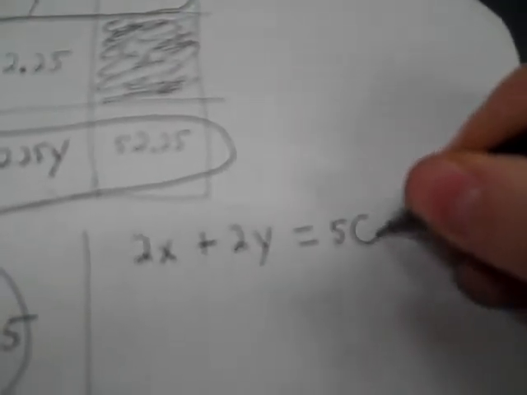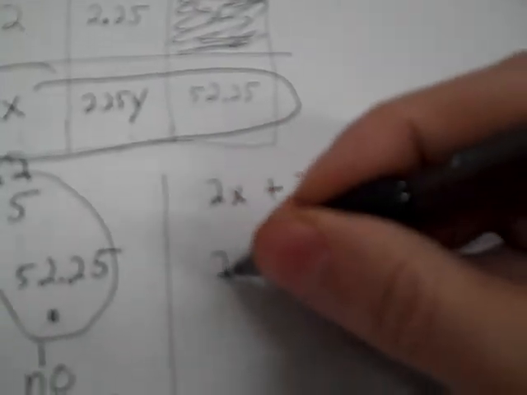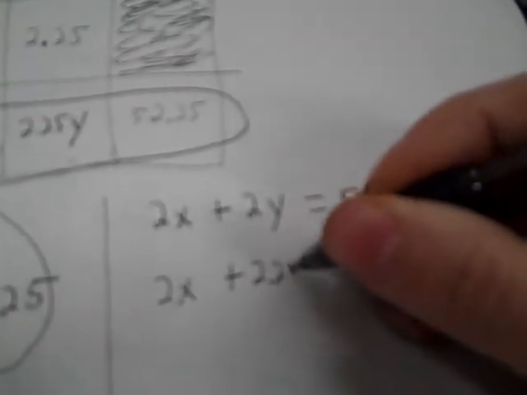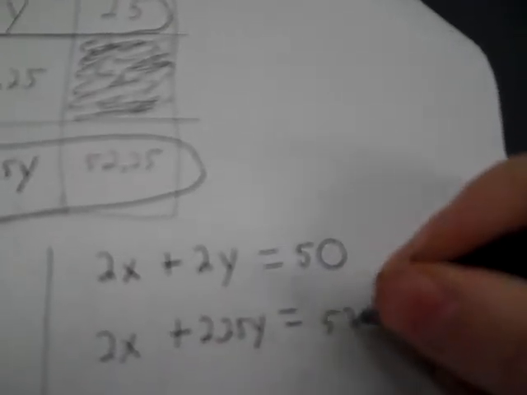Okay, so 1 at 2x, 2y, 25 times 2 equals 50. 2x times 1 is 2x. 2.25 times 1 is 2.25. Y equals, then 52.25 times 1 is 52.25.